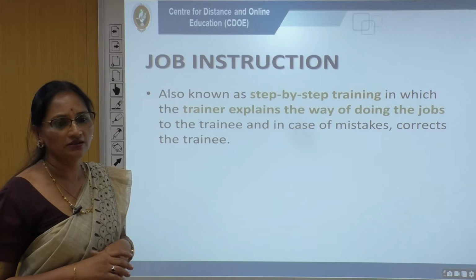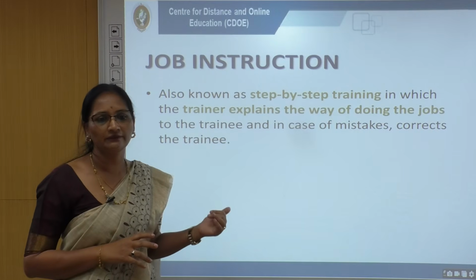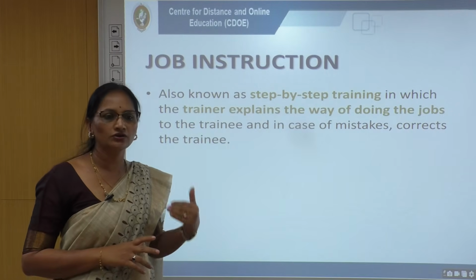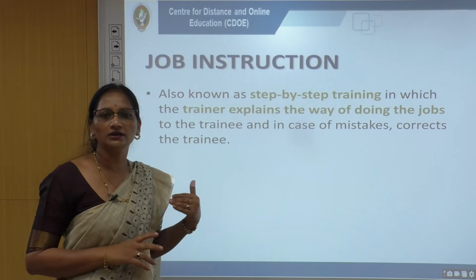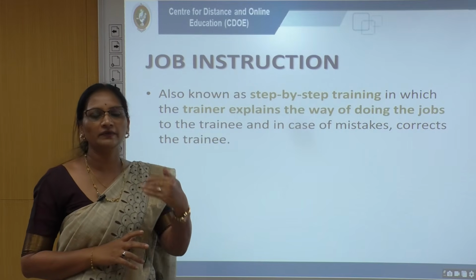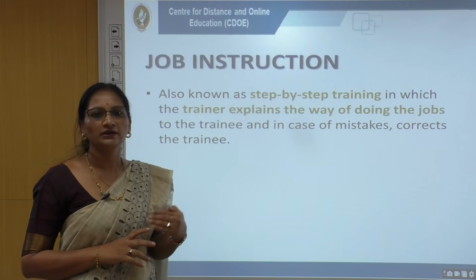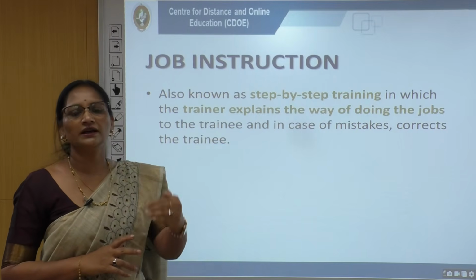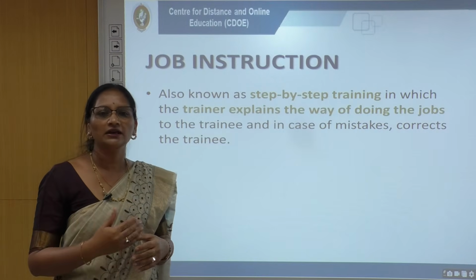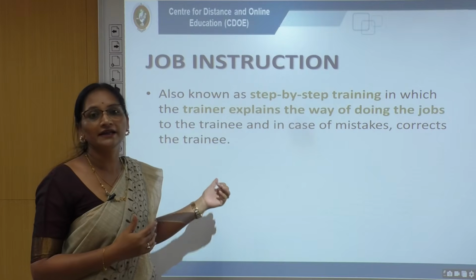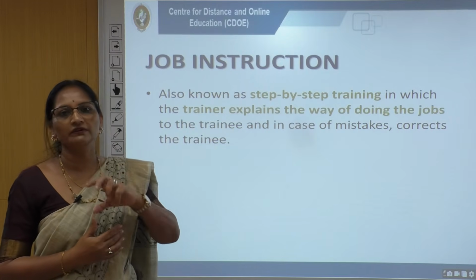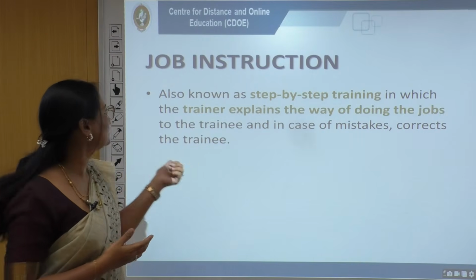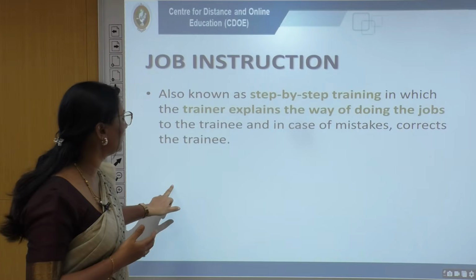Job instruction is step-by-step training in which the trainer explains the way of doing the job. The work and tasks to be done in the job are explained step by step by the trainer. Whenever the employee makes a mistake, the trainer himself corrects the person. In this way, the employee gets hands-on experience. Giving the instruction step by step and completing the task is another way, and this is called the job instruction method of training.